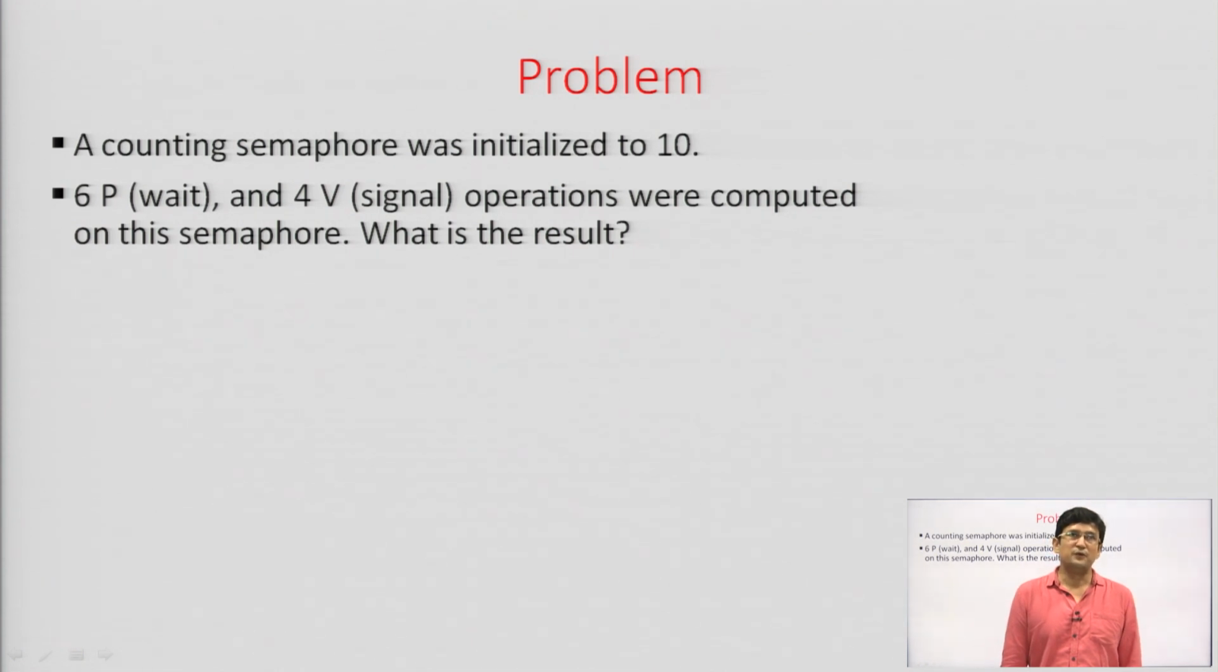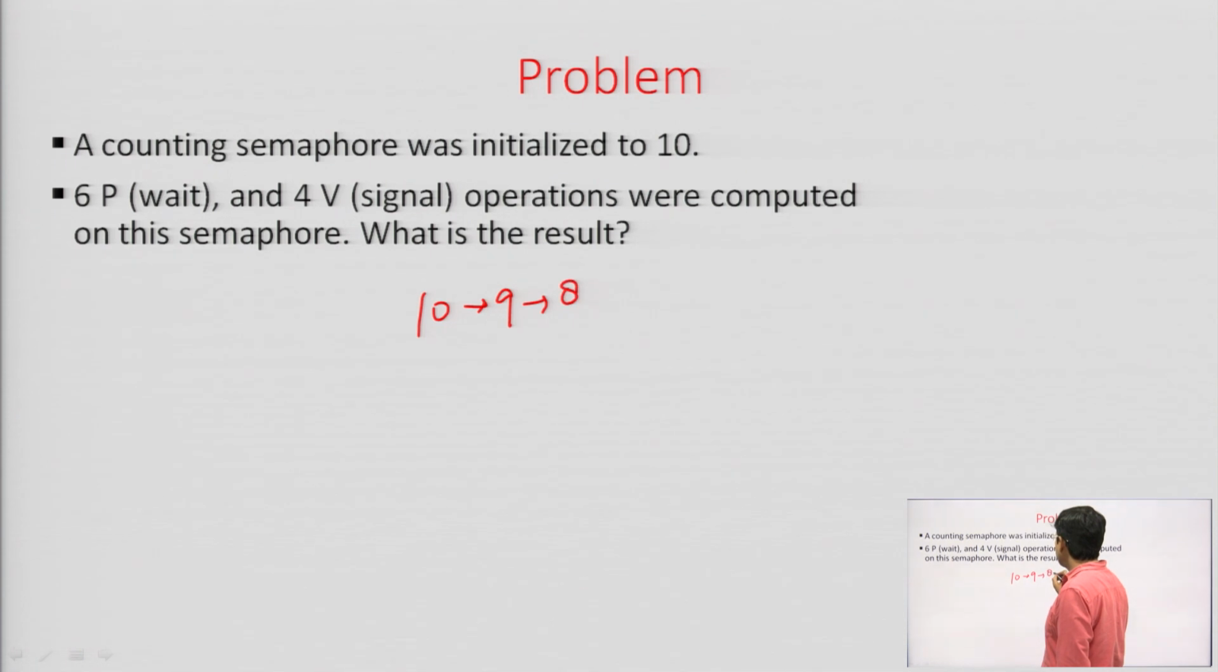A counting semaphore was initialized to 10, 6 P operations and 4 V operations were carried out on the semaphore. So, what is the result? Obviously, with the help of the P operation we are decrementing the value. So, we will be decrementing the value of the semaphore 6 times: 10 to 9, 9 to 8, 8 to 7, 7 to 6, 6 to 5, and then 5 to 4. So, this is 6 times, and then 4 V or signal operations were carried out.